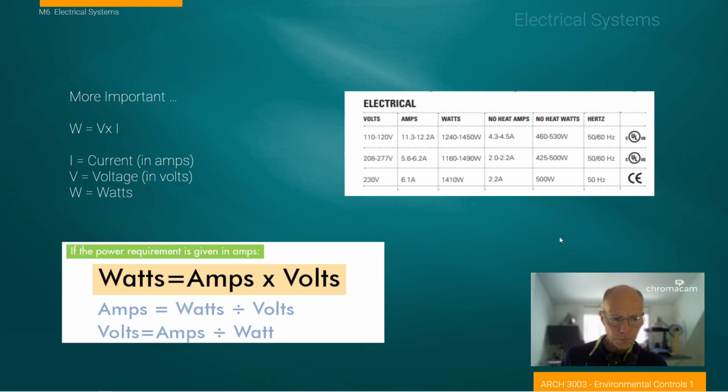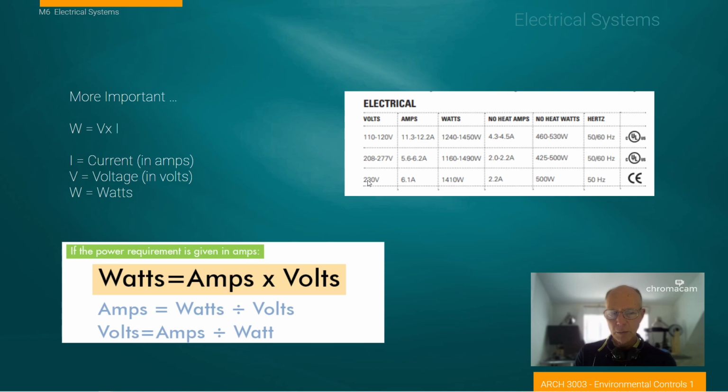Something that's more important to understand is this idea of wattage, the amount of energy that we actually consume. Here I pulled off that little tag strip from the air heater, the hand dryer, and I want to punch up this idea that wattage is really the amount of energy that we're consuming, and it's the product of the current and the voltage. If you take 110 volts by 11.3 amps, if you multiply these two numbers together, you would come up with these kinds of wattage values.